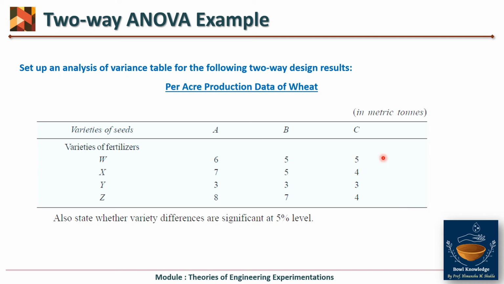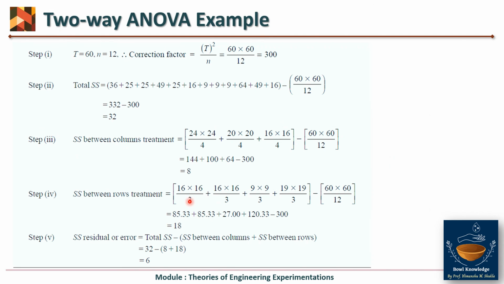How many articles? 3. So row total का square divided by 3. Okay, in this way. Minus correction factor. So you will get SS between rows as 18. Column के बीच का SS था 8. What is residual? Total SS, which we calculated here, 32, minus 8 plus 18. So total residual SS comes out to be 6.